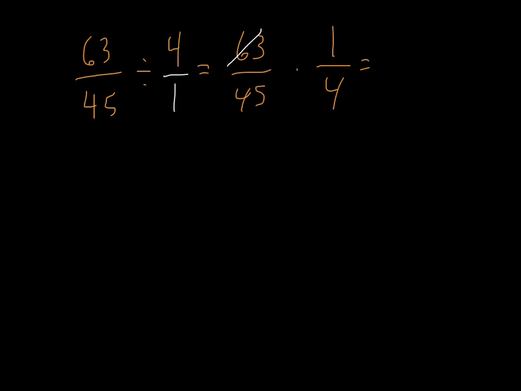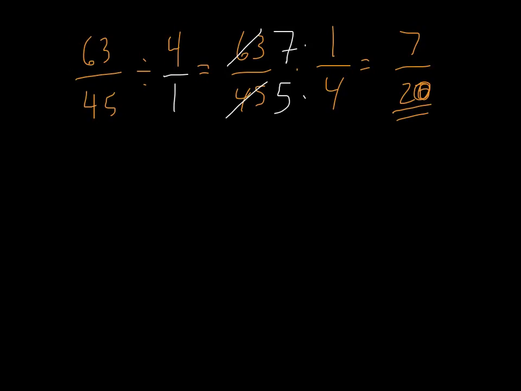Are you still taking notes with me? What goes into 63 and 45? Biggest factor we can think of, right? Our GCF is 9. 63 divided by 9 is 7. 45 divided by 9 is 5. And now I look, anybody else? Can I reduce this any further on the diagonals? Nope. 7 times 1 is 7. 5 times 4 is 20. And I'm left with 7/20 as a final answer. That takes care of the fraction divided by a whole number.